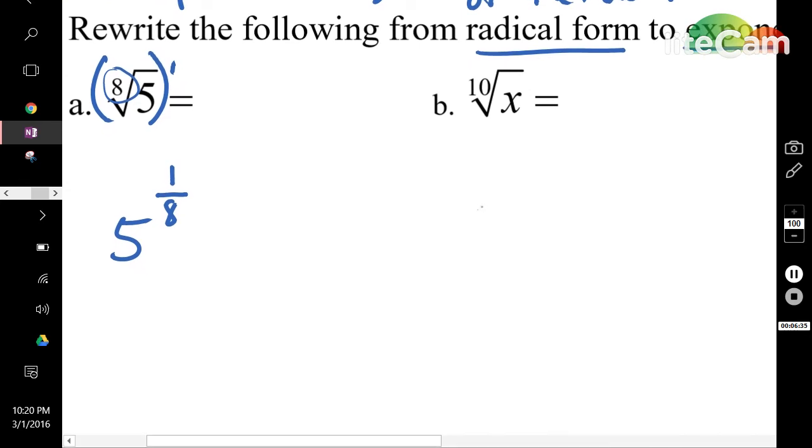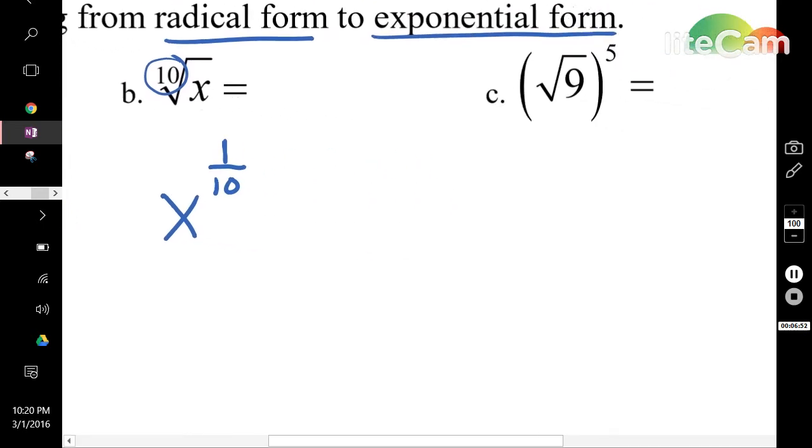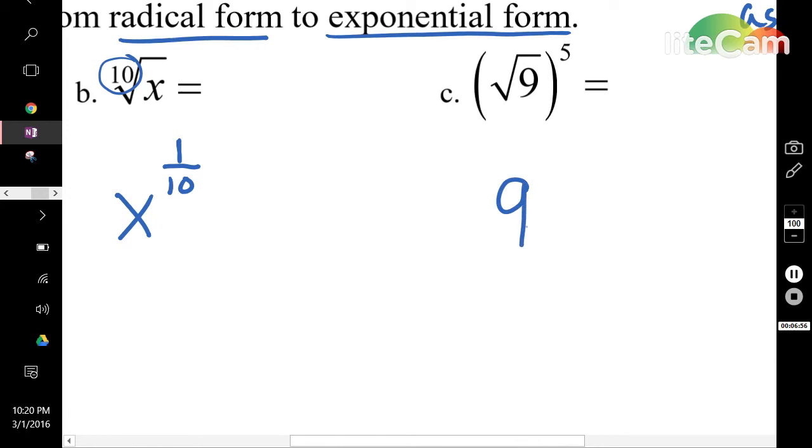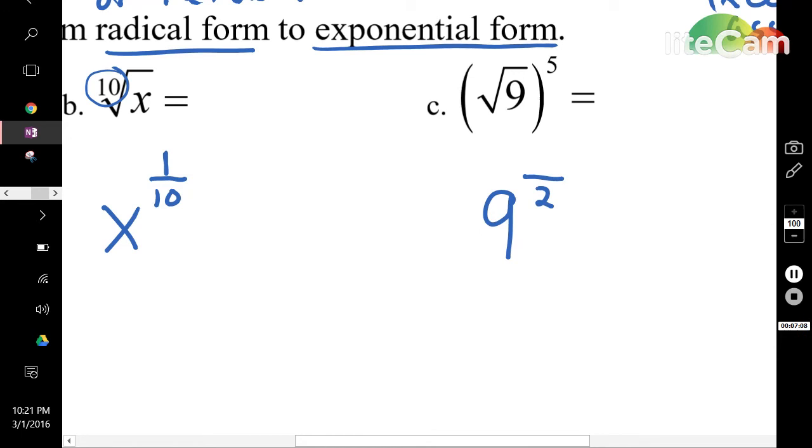Going to part B, rewrite the base. The index is 10, therefore your denominator is 10. And just like in case A, there is no set of parentheses with a power on the outside, so you assume it is 1. Moving on to example C, rewrite your base, your denominator. Your denominator is going to be 2. Now there's no 2 written there, but remember we talked about earlier, if there's nothing written there, you're going to assume it is a 2. The numerator is going to be the power on the outside of the parentheses, 5, so it's 9 to the power of 5 over 2.